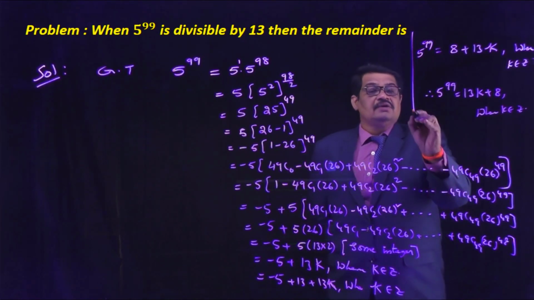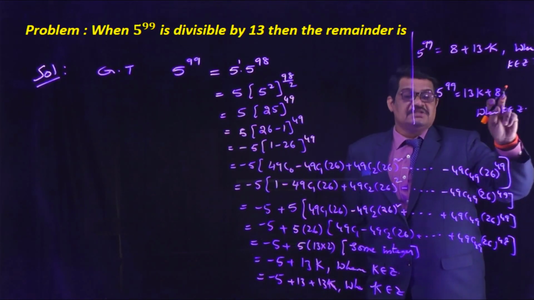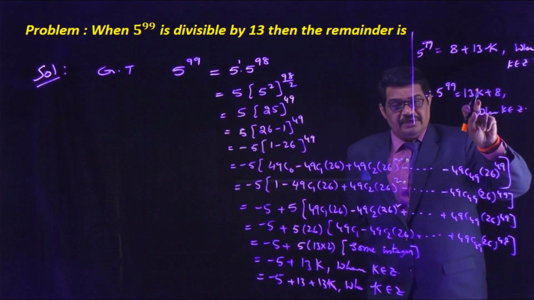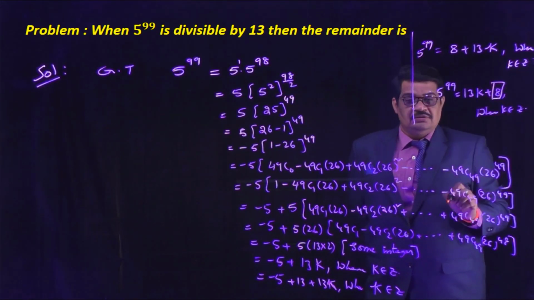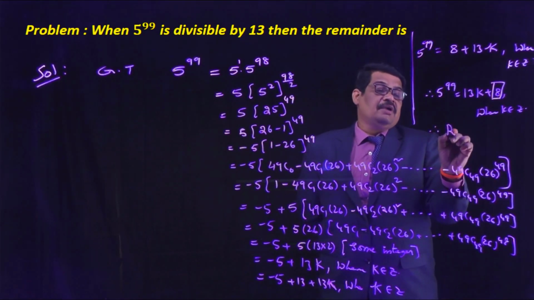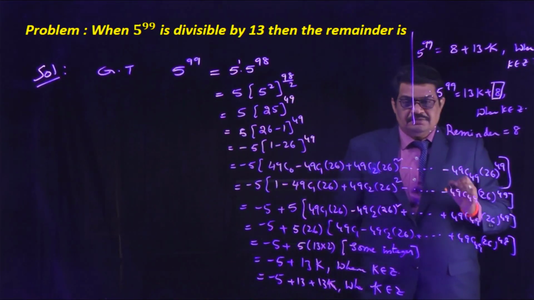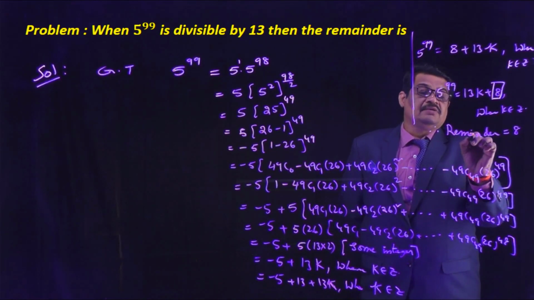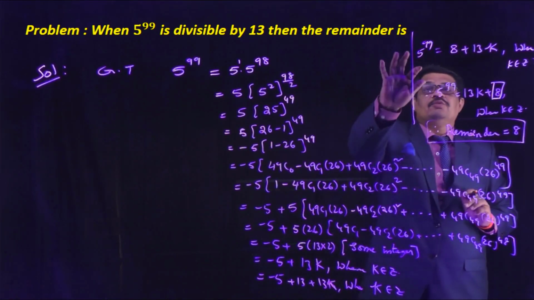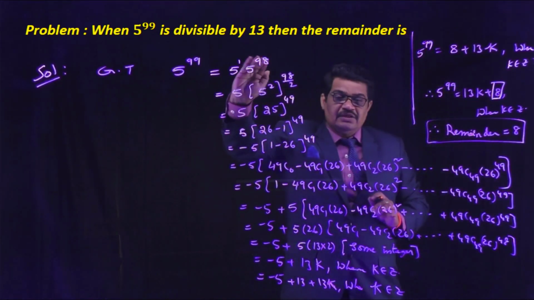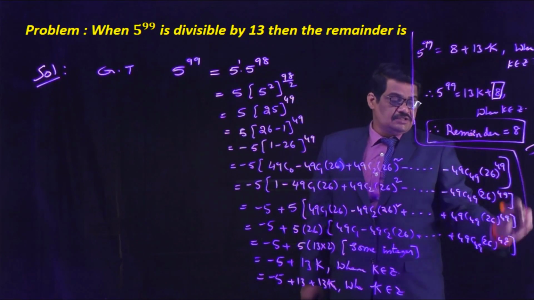Now what is the remainder? Every number can be written as some multiple of an integer plus the remainder. What is the remainder here? 8 is the remainder. Therefore the remainder is equal to 8. So when 5 to the power of 99 is divided by 13, the remainder is 8. So the answer is 8.